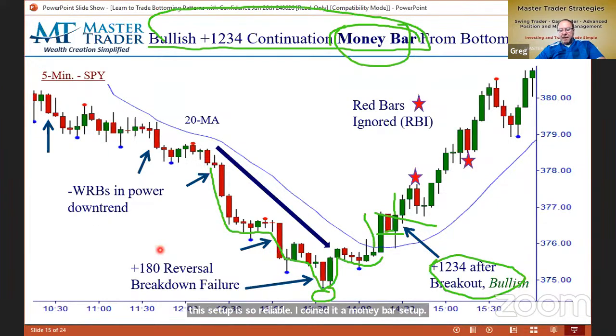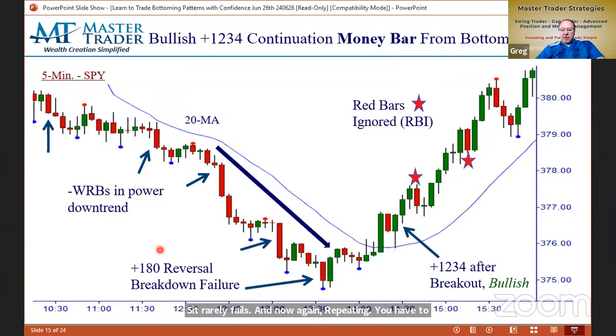So this setup is so reliable, I coined it a money bar setup, because it rarely fails. And now, again, repeating, you have to put this in the context of what preceded it. It was in a downtrend, tried to go down, came back up again, wide range bar, it's bottoming, and this big down move creates this void concept.